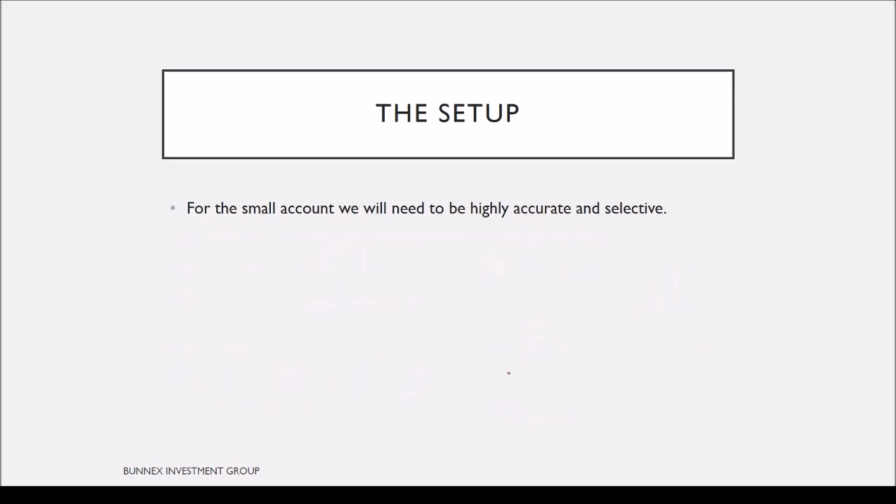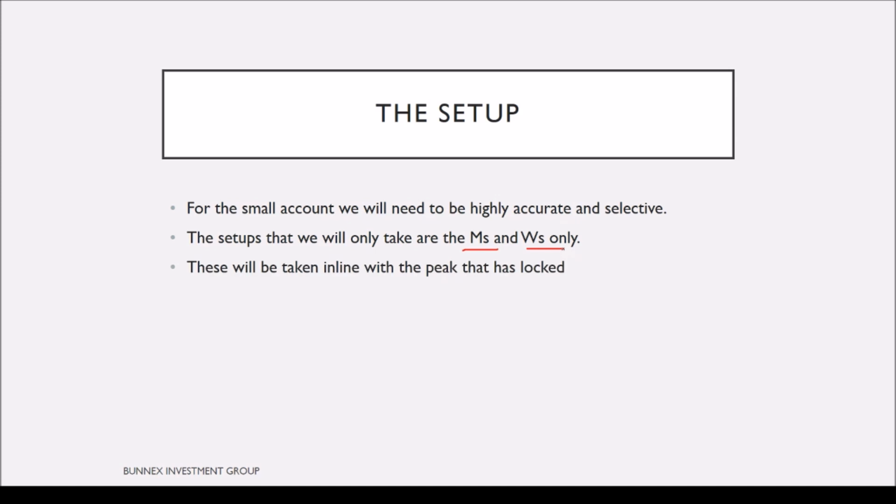So the setup that we'll be looking for, and here is the forward for that. For a small account, we need to be highly accurate and selective. The setups that we will only take are the M's and W's only. These will be taken in line with the peak clock. By peak clock, we mean there are 2 moving averages that have given a crossover. We'll talk about that later.